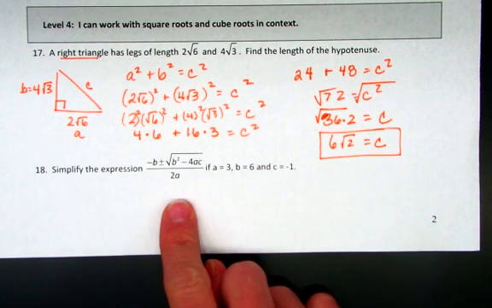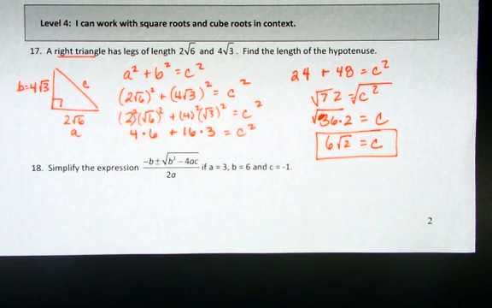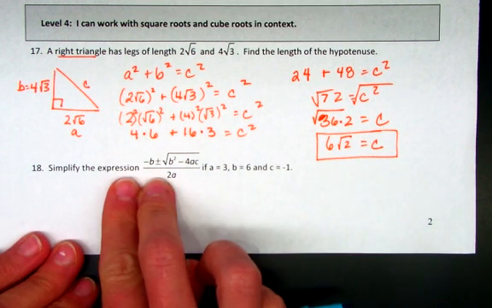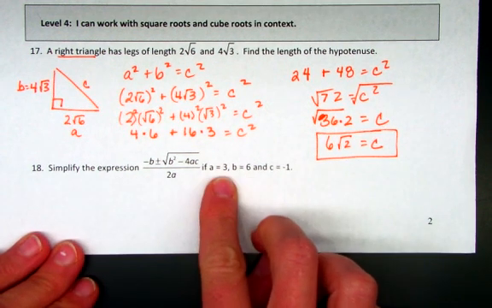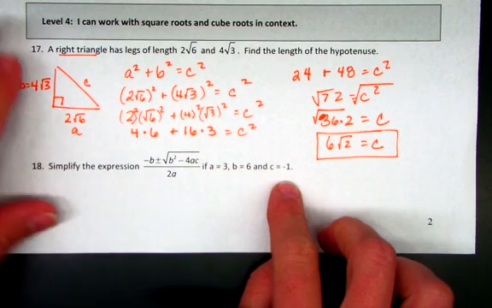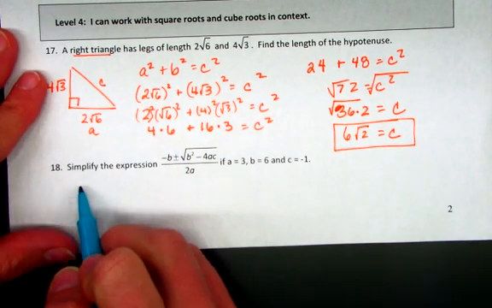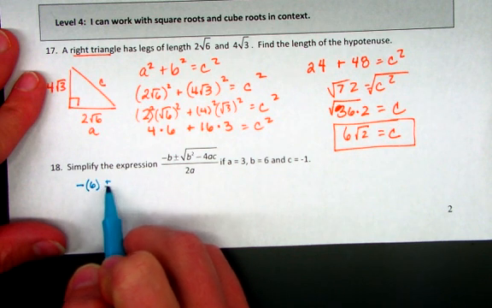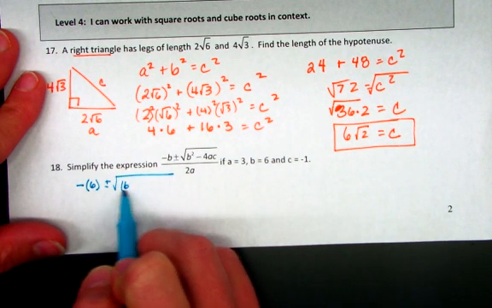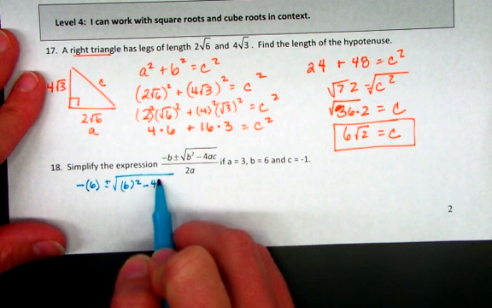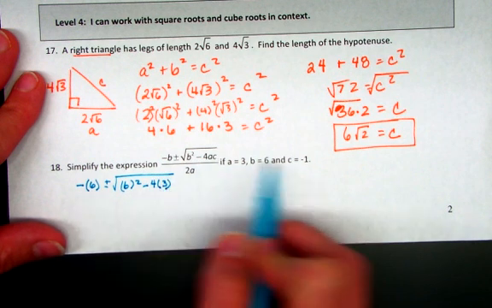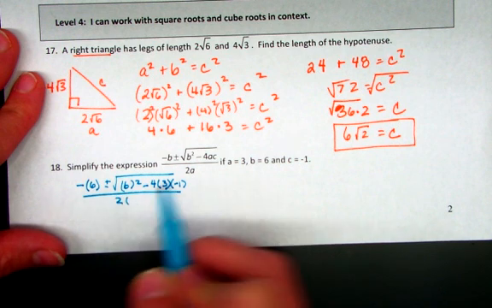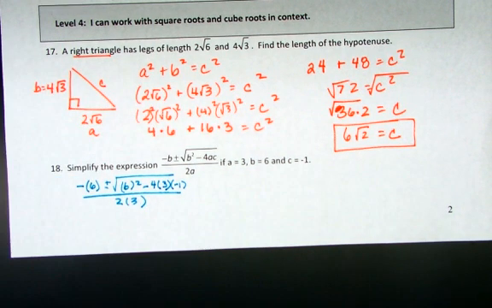So we have this quadratic equation, the opposite of b plus or minus the square root of b squared minus 4ac over 2a. We want to simplify this expression with the terms a equals 3, b equals 6, and c equals -1. So we have the opposite of b, which is the opposite of positive 6, plus or minus the square root of 6 squared, minus 4 times a is 3, and times c is -1. All of this over twice a, so that's 3.